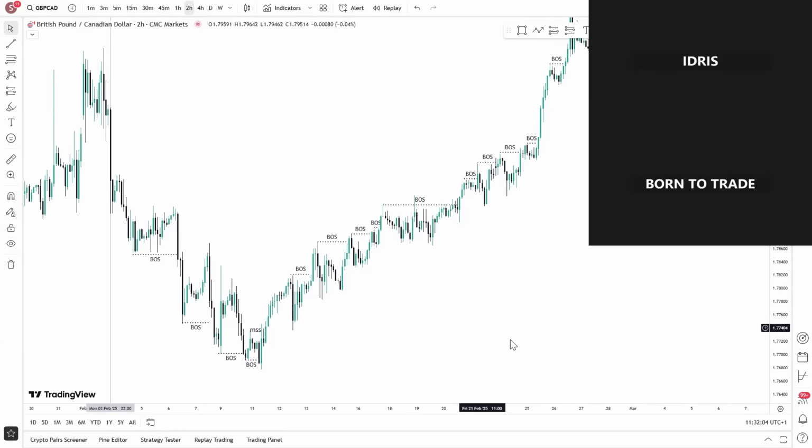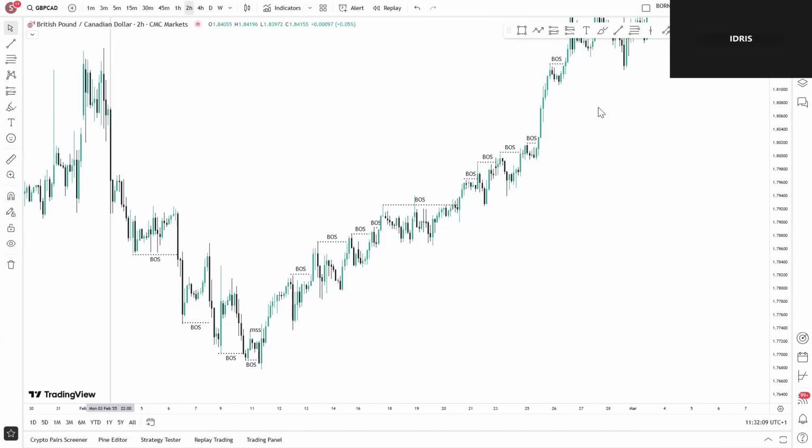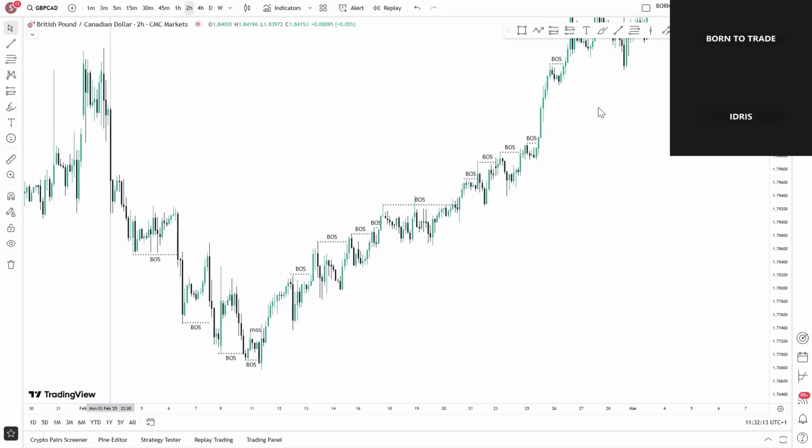So that's just the most important thing, understanding the trend and knowing how to take advantage of it. So I don't know. This is just a brief explanation of the topic on trend.